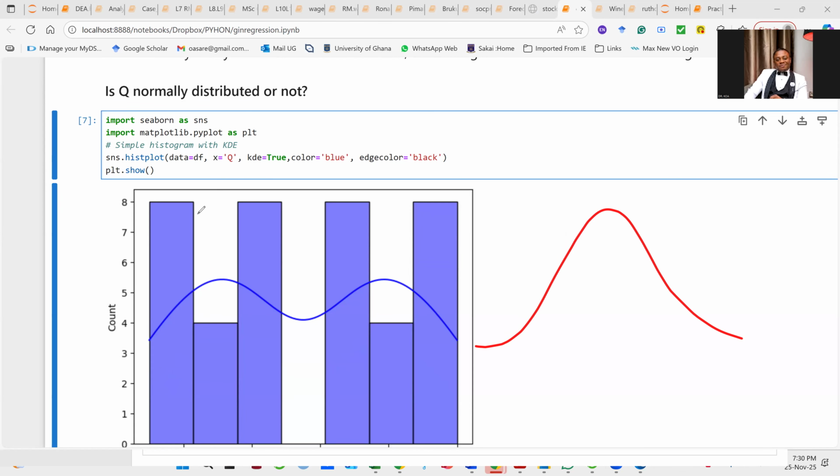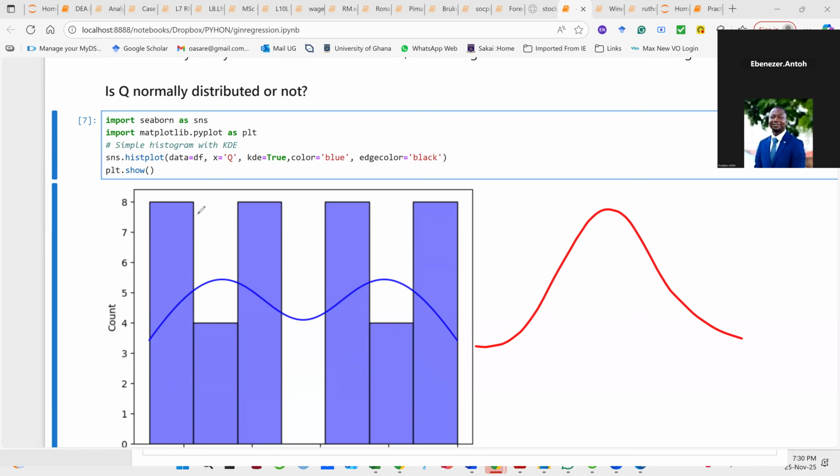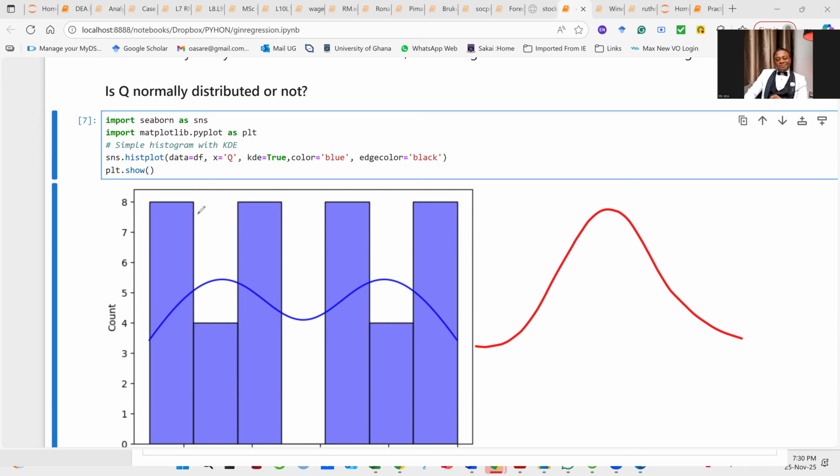But the one we have has how many peaks? It's not unimodal. How many modes does it have, the one we have here? You can say 2. Ebenezer says it has 2 modes. So it's not unimodal, it's not multimodal, but it is what? Bimodal. Bimodal means the modes are 2. Very good, Ebenezer. I hope you have it.